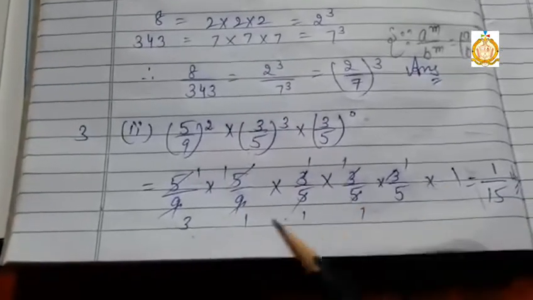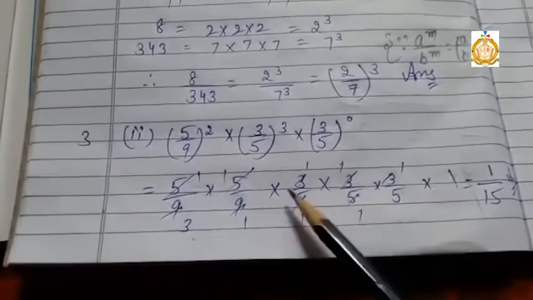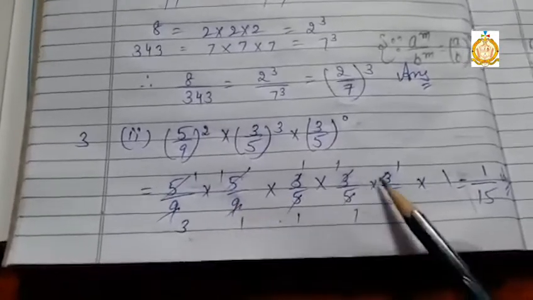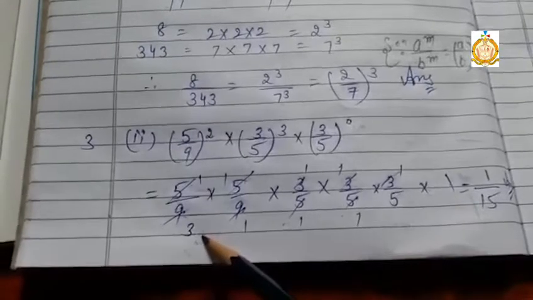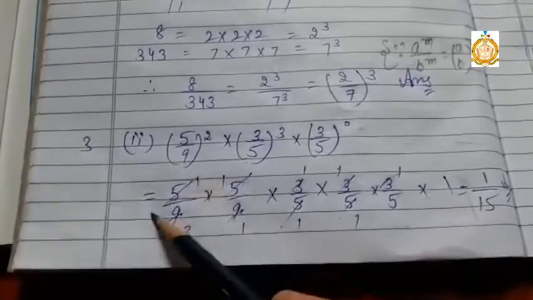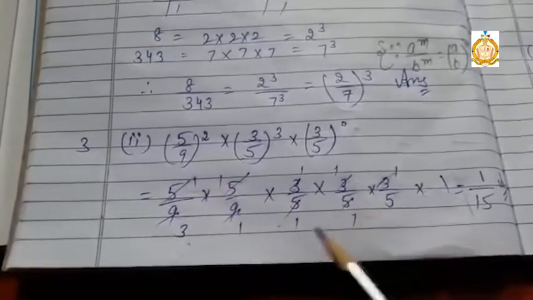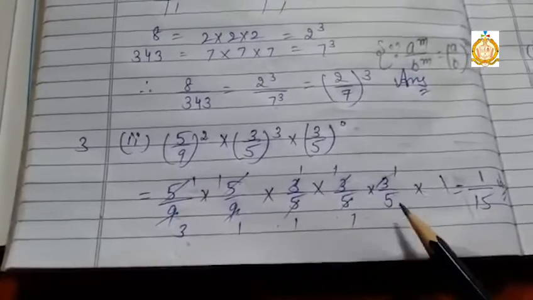Now we will solve it by just cancelling the terms. 3 into 3 is 9. We can cut here 9 and here we can cut the 9 by the table of 3. We will get 3 here. Again cancelling out 5 and 5 here. We are left with only 1 5.